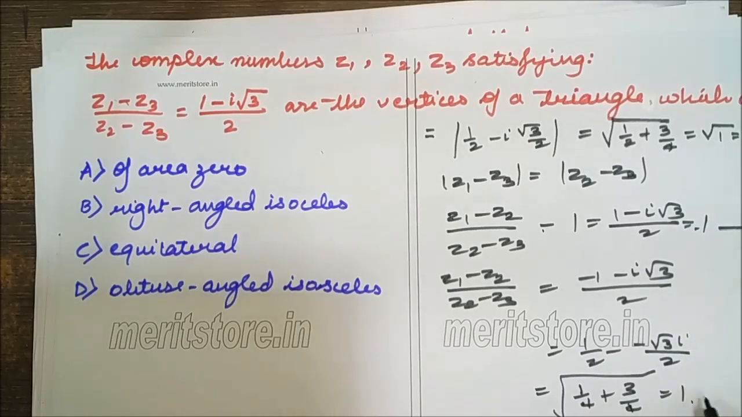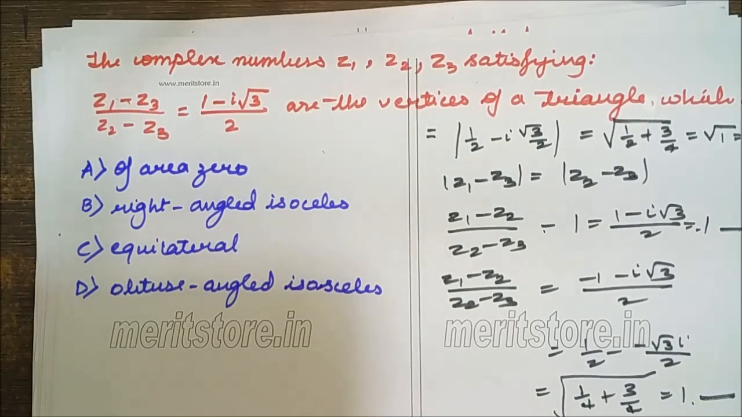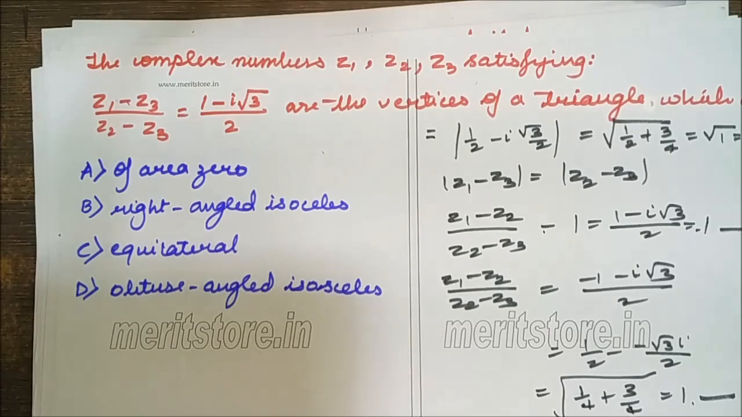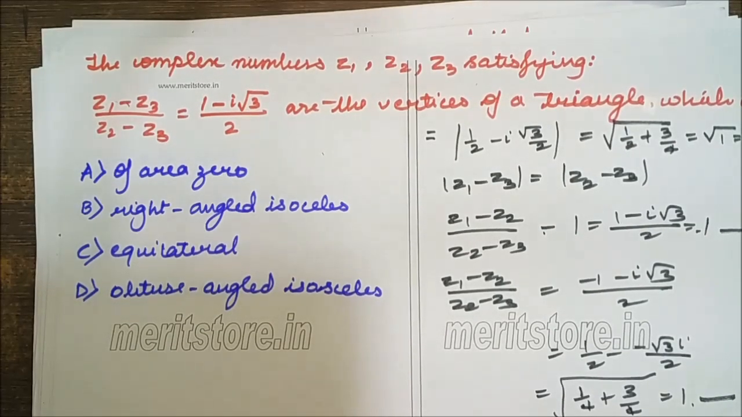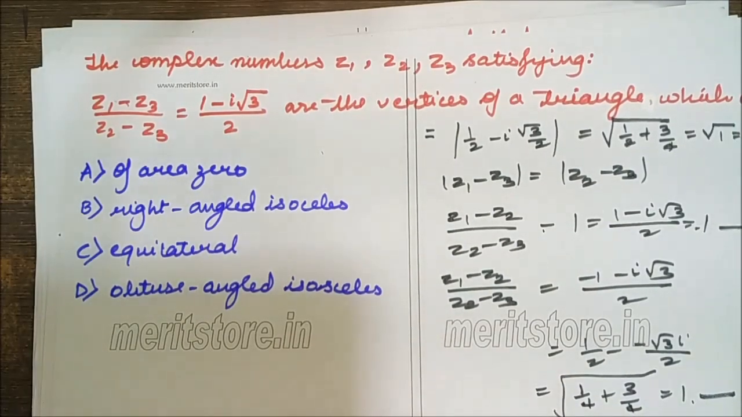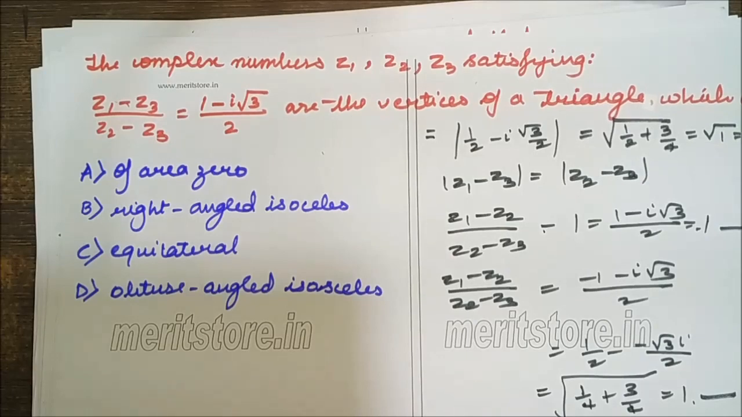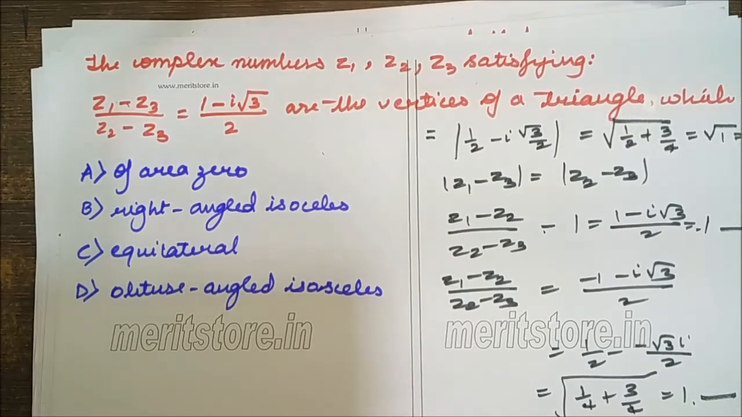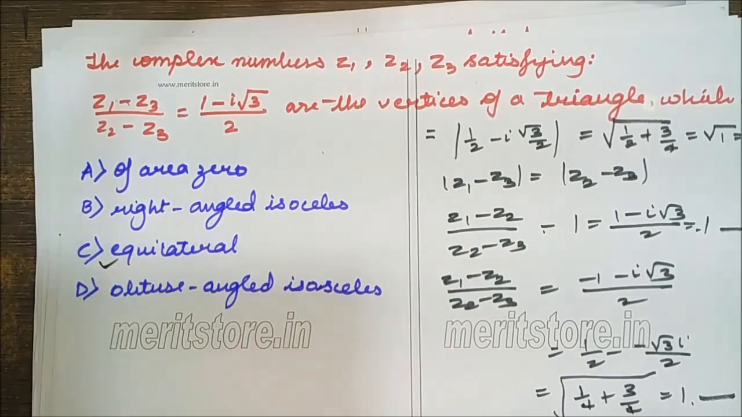So even this was 1, this was 1. So from 1 and 2, z1 minus z3 is equal to z2 minus z3 is equal to z1 minus z2. Now here the modulus is equal to 1. It's an equilateral triangle.